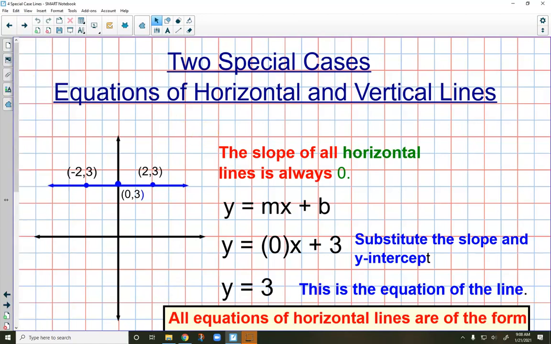All right, we're going to be talking about two special cases, equations of horizontal and vertical lines. We've been talking about slope now for a little bit, and we're going to focus on lines that are horizontal or vertical now, and how to determine the slope and the equation of those. The slope of all horizontal lines is always 0. There is no slope.